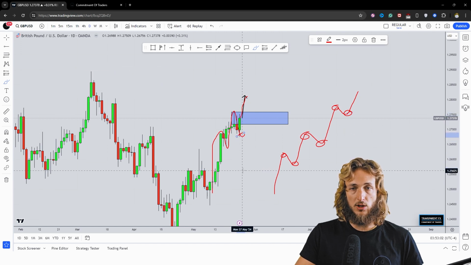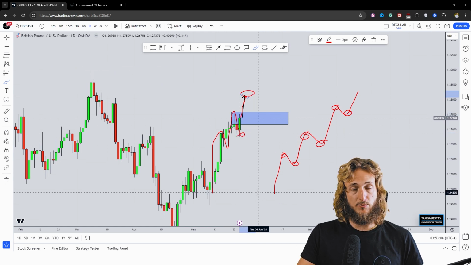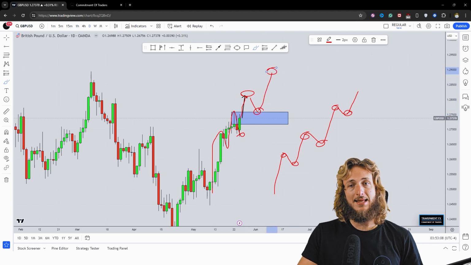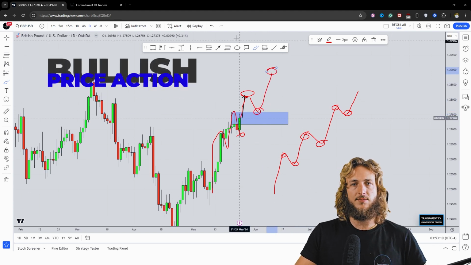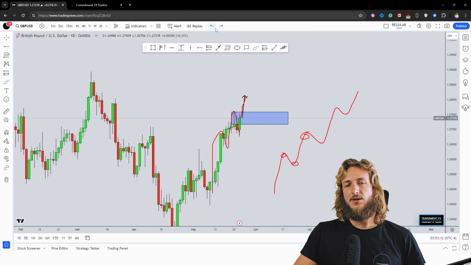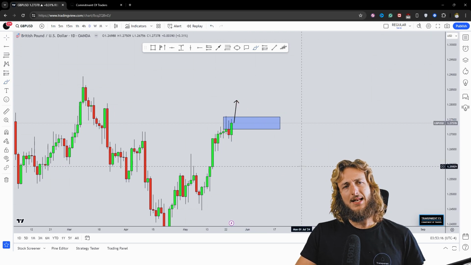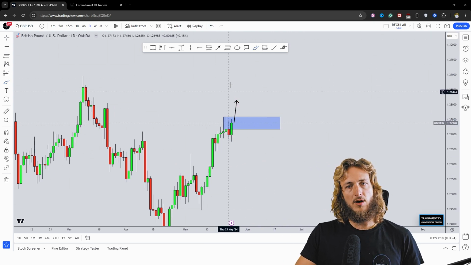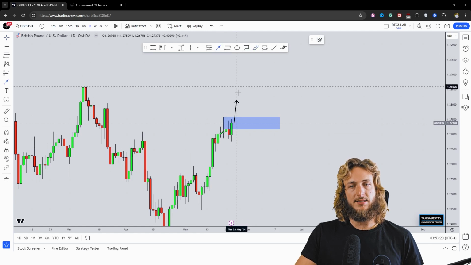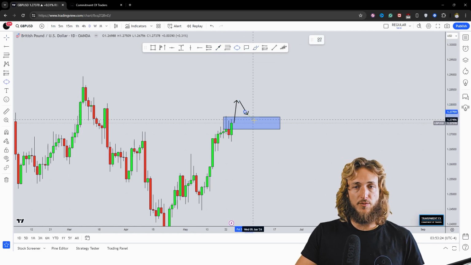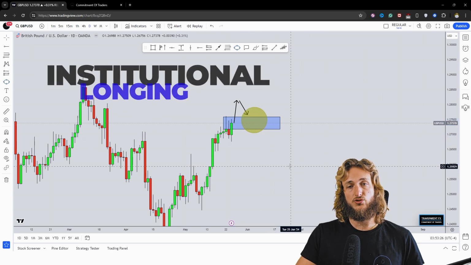The last move was a lower low. The next logical step would be a new higher high, then a correction, higher low, and then yet another higher high. So here on the daily, we are at the level that we have to pay good attention to. Now, if we get a break above, at that point on the retest of this previous resistance turned support, that is where we have good probability of getting more institutional longing.